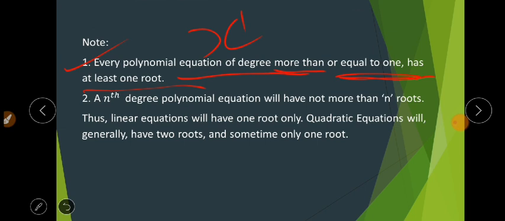Then, an nth degree polynomial equation will not have more than n roots. That means up to n only, not more than that. A linear equation will have one root only. A quadratic equation will generally have two roots and sometimes only one root. Linear equations obviously have only one root, and a quadratic equation has two roots.